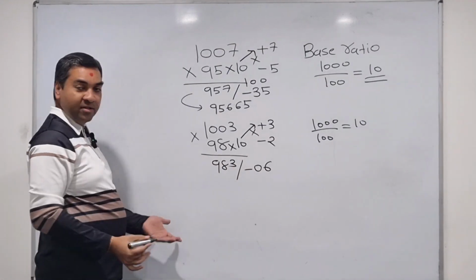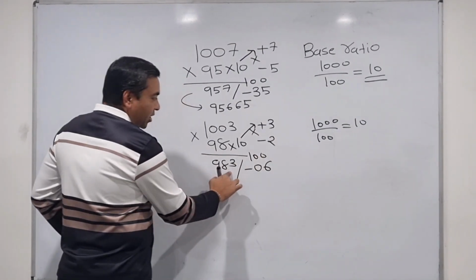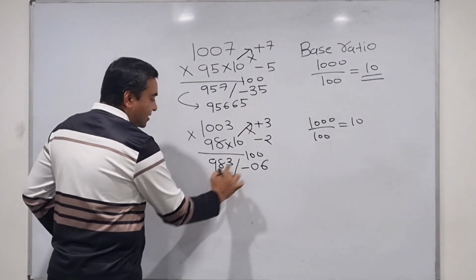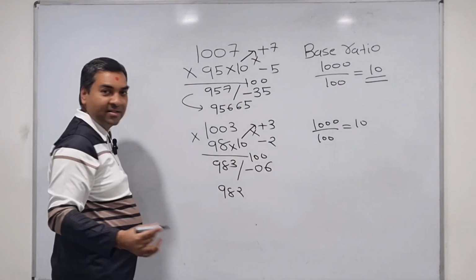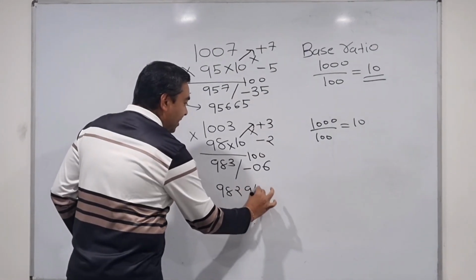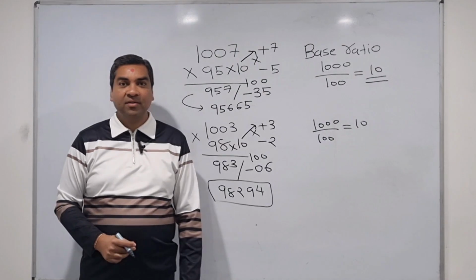So 980 plus 3 is 983. Now, as you do know, guys, you're going to minus this from 100, and you're going to reduce this number by 1. 983 will become 982. 100 minus 6, guys, we do know it's going to be 94, yeah? So this is my final answer for this question.